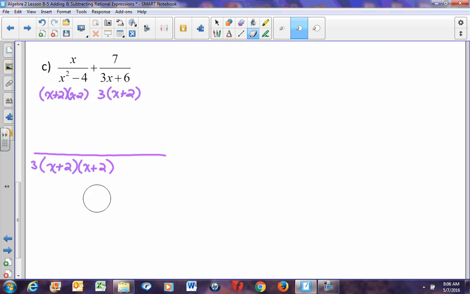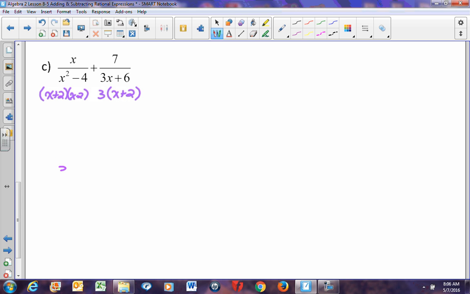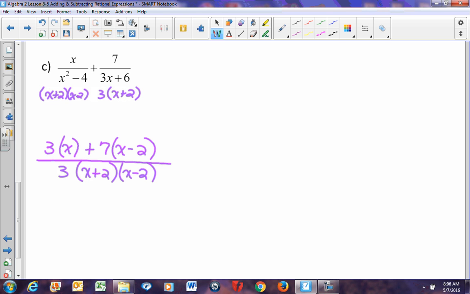There we go. So let me write this next one. We're going to have 3 times x plus 2 times x minus 2 as my common denominator. So this has the x plus 2 and the x minus 2. It's missing the 3, so I have to multiply the 3 times the x. Plus, the 7 is missing the x minus 2, so we'll multiply that by x minus 2.